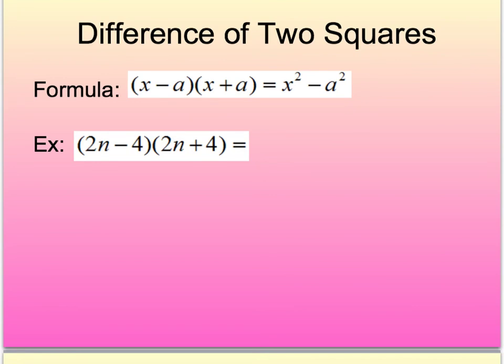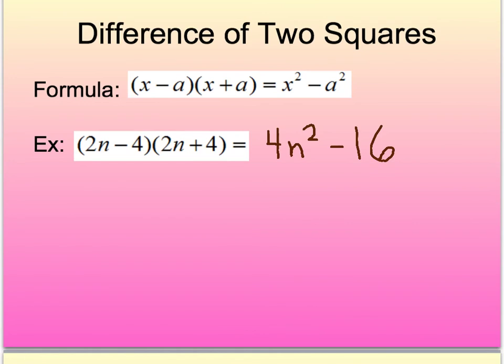Now these last few slides are just some examples of if you recognize this situation, I know that I can quickly get to the answer without distributing or the box if I apply this formula. So given this first example, 2n minus 4 times 2n plus 4, I know that I can take the first terms, multiply them together, and that gives me 4n to the second. And then take the last terms, multiply them together, which gives me negative 16, and that's my answer without having to go through all the distribution or the box method.